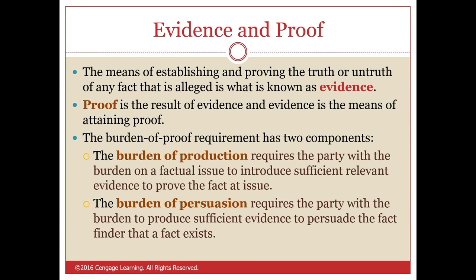And you've already read a little bit about who has the burden of proof in a criminal case here in the United States, and that is the prosecution. And that burden of proof actually has two components. The first component is the burden of production, and that requires the party with the burden on the factual issue to introduce sufficient relevant evidence to prove the fact at issue, which means they have to produce enough evidence to prove that defendant guilty.